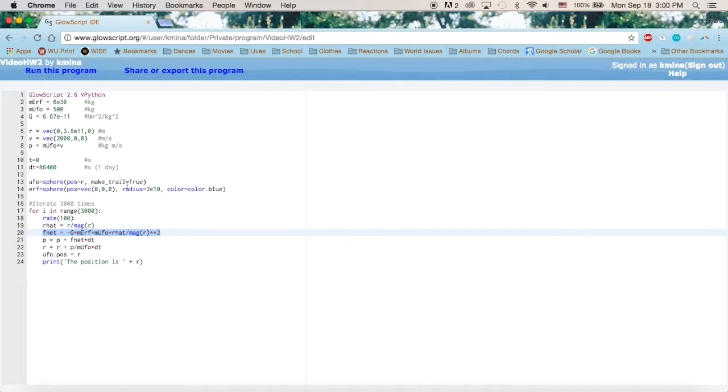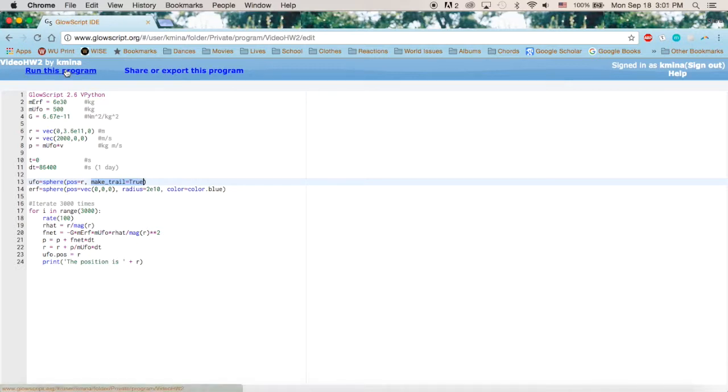Then we use our future momentum in the calculation of future position. We want GlowScript to tell us what our position is each iteration, so we code it to print "position is" plus r. And we're going to do 100 iterations per second to save time. While the Earth remains stationary, we need to follow the path of the UFO, so we indicate to GlowScript to trace this path visually with make_trail equals true.